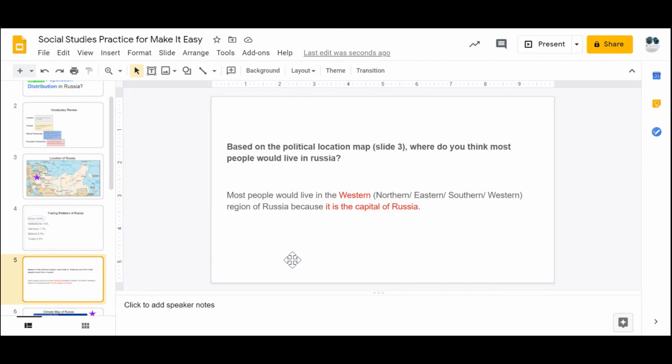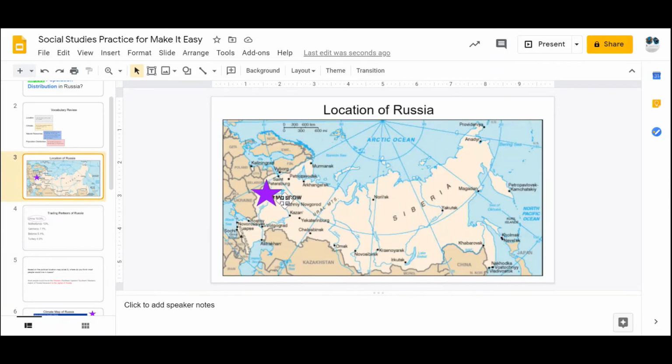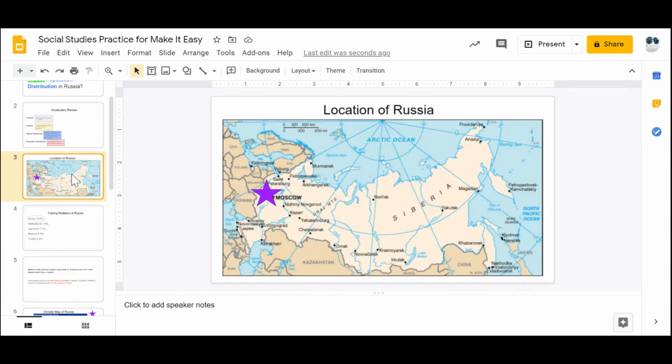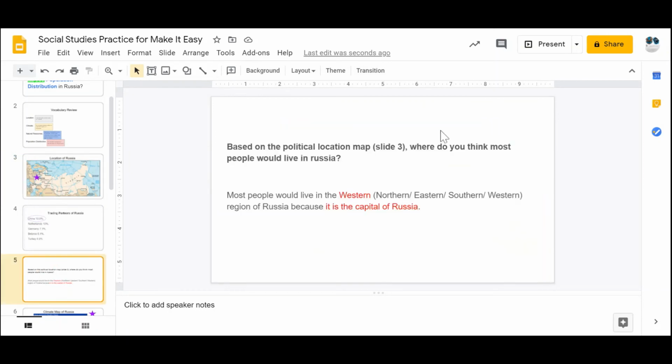So now I have already done this one for you guys. Based on the political location map, slide 3, so this is slide 3 and we chose Moscow, where do you think the most people would live in Russia? I wrote most people would live in the western region of Russia because it is the capital of Russia. So over here, Moscow is obviously in the west, so that's why we would put west over here.